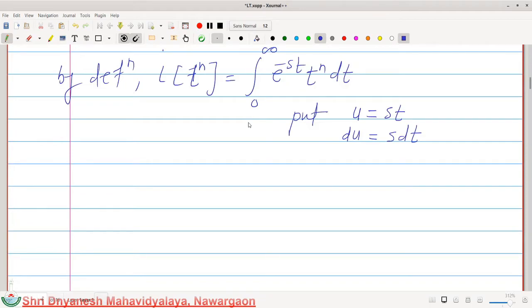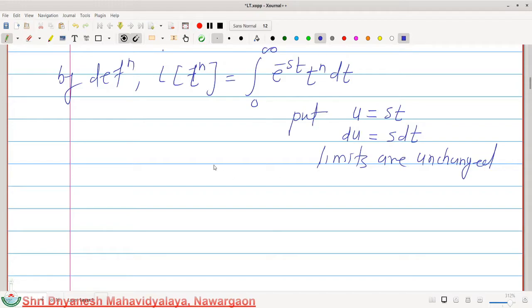The limits are unchanged. How? These are the limits of t. When t equals 0, u equals 0, and when t equals infinity, u equals infinity. So the limits are unchanged.